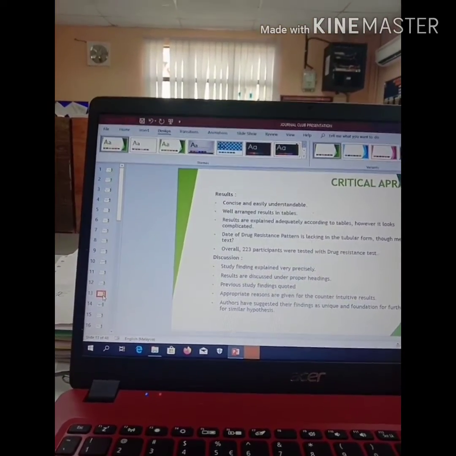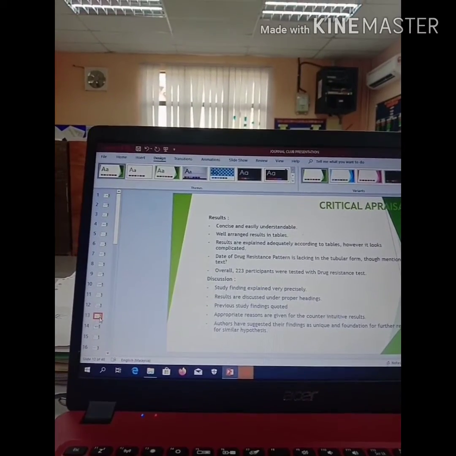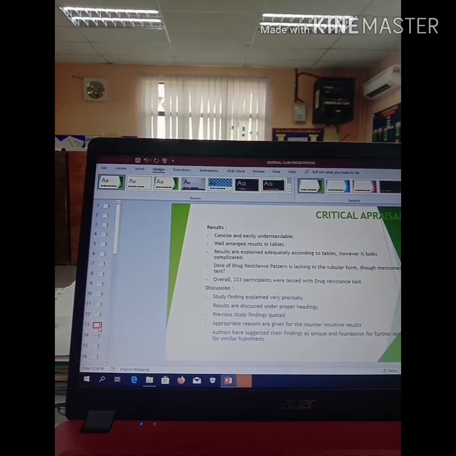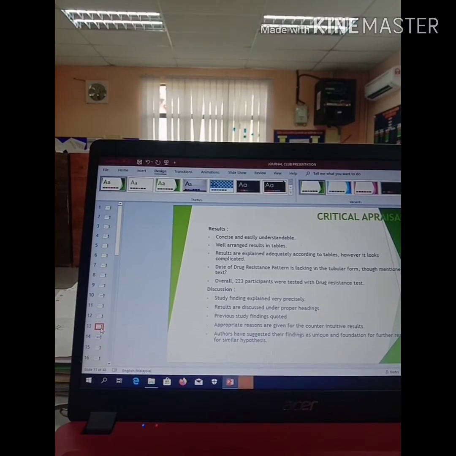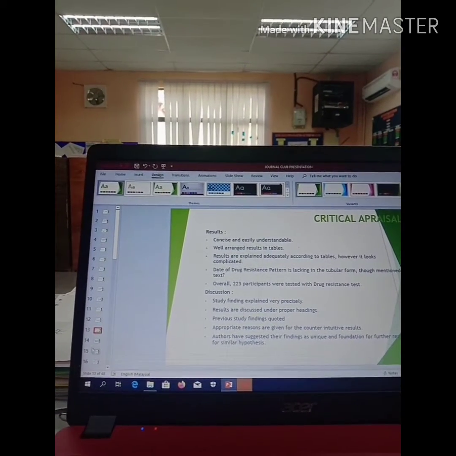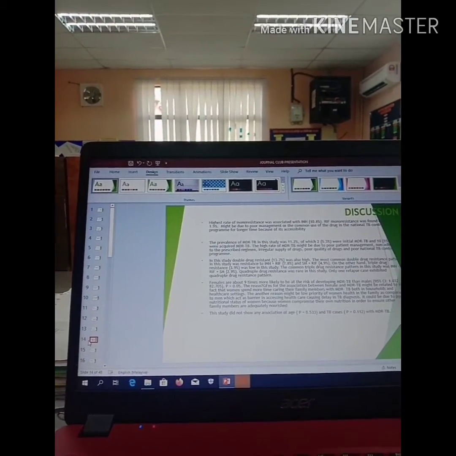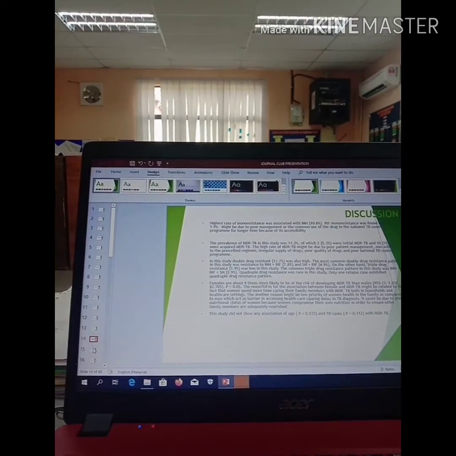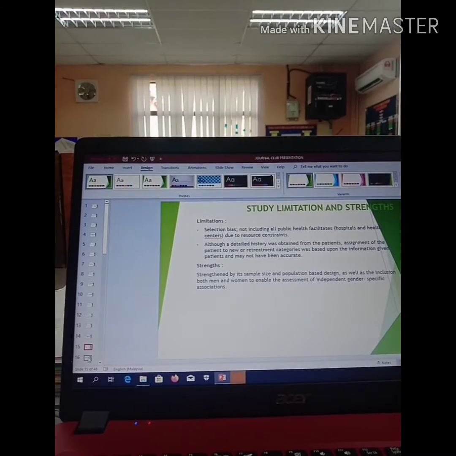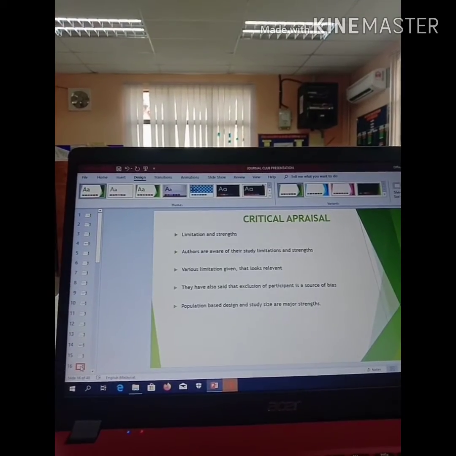The study is defined and explained very precisely. Results are discussed under proper headings. Previous study findings are quoted. Appropriate reasons are given for the counterintuitive result, and the authors have suggested their finding as unique and a foundation for further research on similar hypotheses. Okay, and then this is the discussion, limitation and strength.